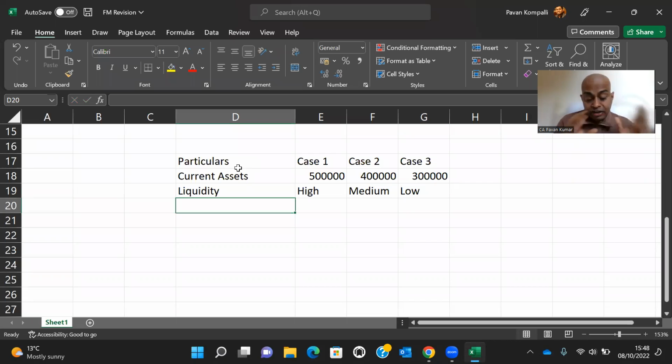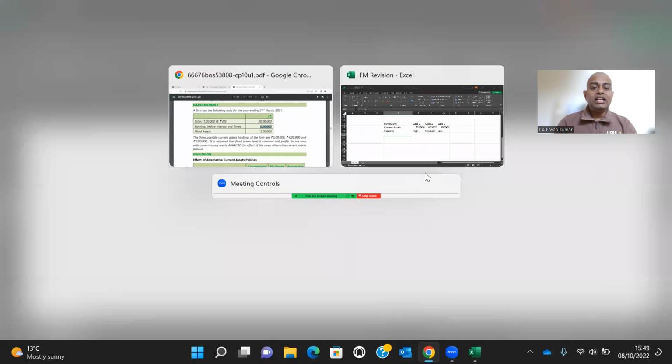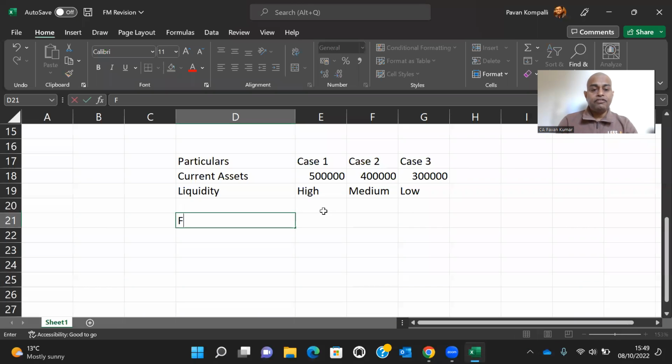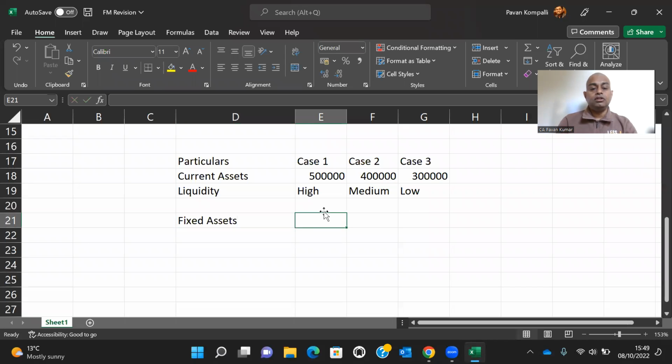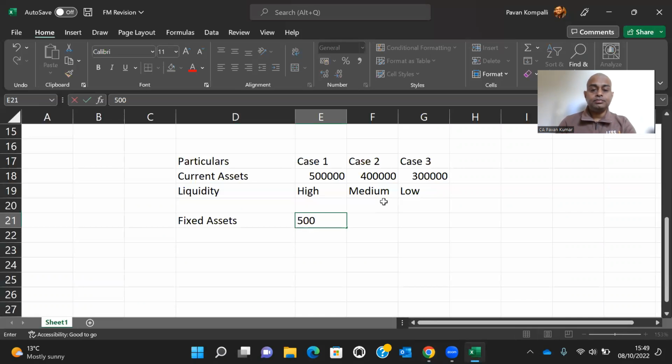Very good. Now look at the profitability angle. The company sales is 20 lakhs. The company fixed assets are 5 lakhs. The company's EBIT, operating profit, is 2 lakhs. That is what is given in the question. So here, let me write fixed assets. Fixed assets are not changing. It is always 5 lakhs.